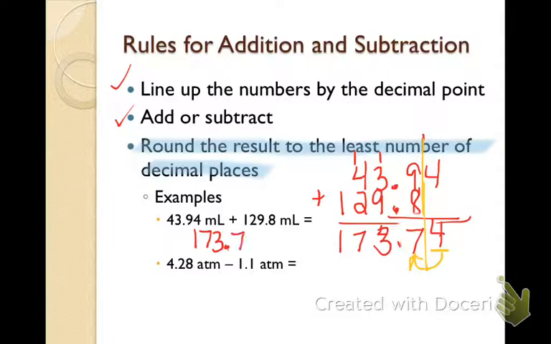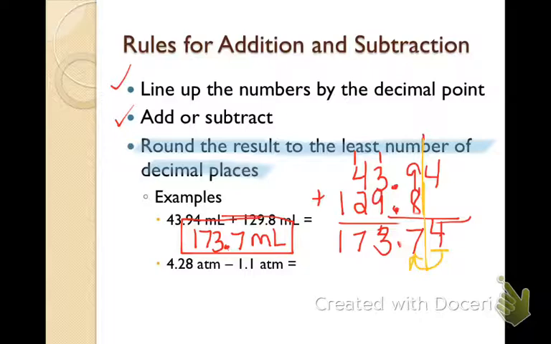And we have the units of milliliters. And because I'm old and because it's easier, go ahead and box your final answer so that I know what's in there. So you've lined up the numbers, you've added or subtracted, then you're going to round them to the least number of decimal places. You've included your unit and you've included a box, so you're good to go there.